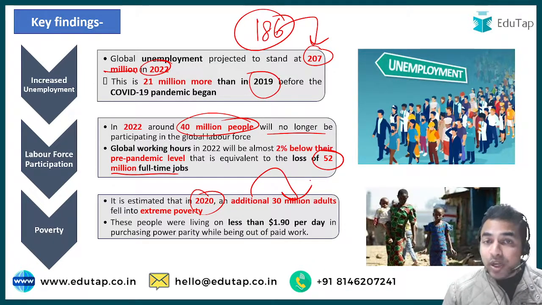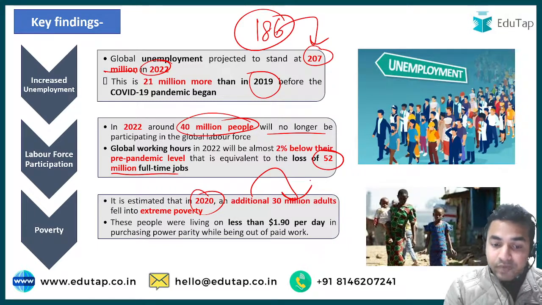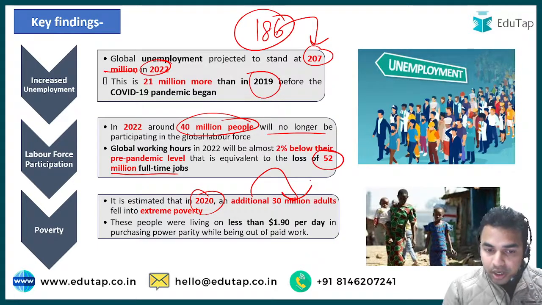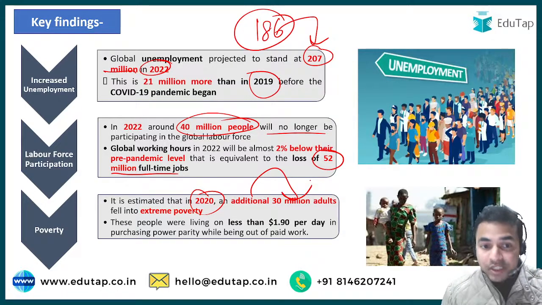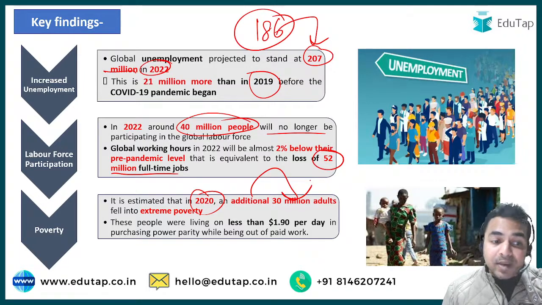And once again, a very important figure here that you are required to focus upon. Okay, so that was all from this particular report, and I really believe that all these findings are very important across parameters such as unemployment, labor force participation, as well as poverty.